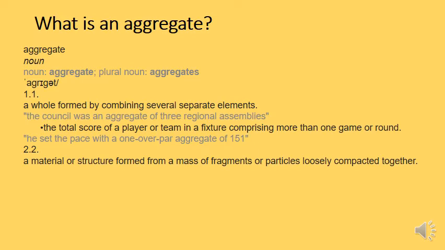The word aggregate comes from Latin, which basically means a whole formed by combining several separate elements. So "the council was an aggregate of 3 regional assemblies" would be a way of describing it in a government setting, but more often than not in English we talk about aggregates in terms of particles of rock or soil or clay, a material or structure formed from a mass of fragments or particles loosely compacted together.